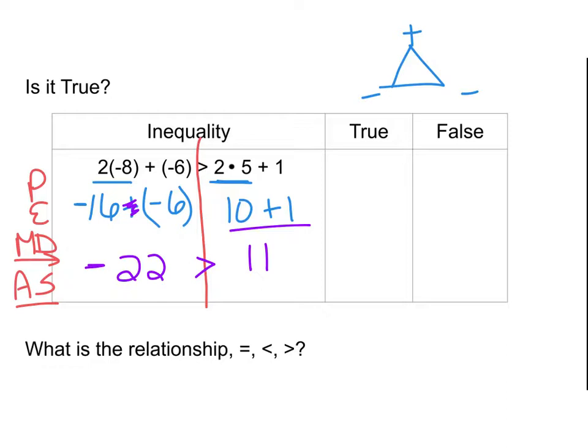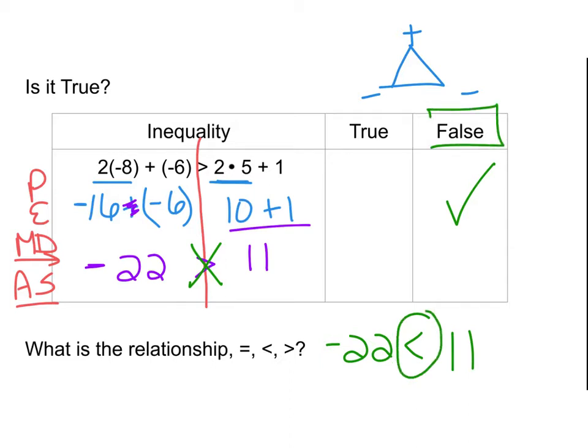So -22, they're saying that it's greater than 11. And we know that a negative is going to be less than. So this is not a true statement. So this is false. Okay, and because it's false, we're going to say that -22 is less than 11. So our relationship is -22 is less than 11. So this is my answer. You have false as your answer, and less than.